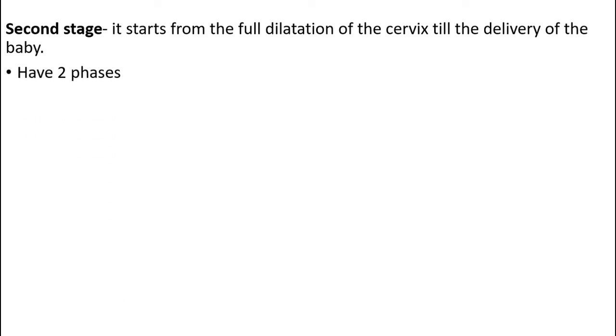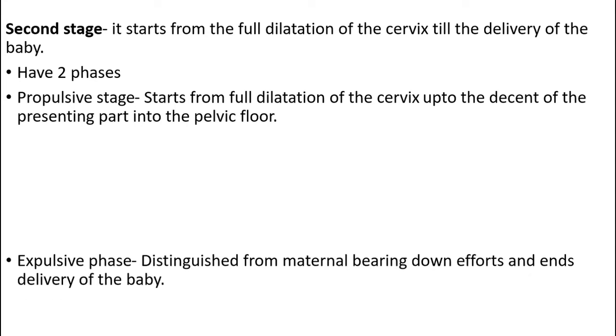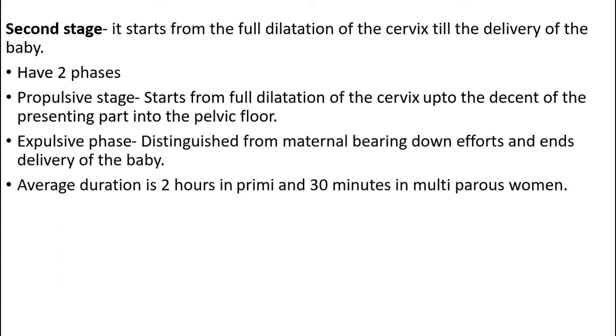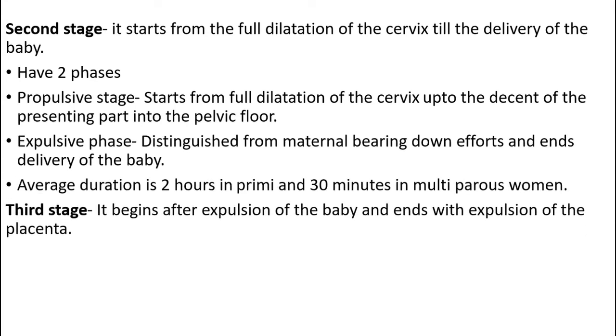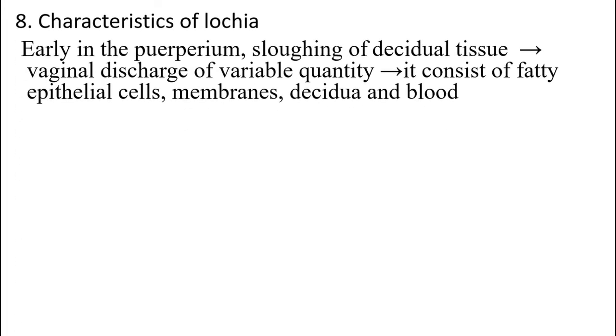Second stage starts from full dilatation of the cervix to the delivery of the baby. 2 phases: propulsive stage starts from the full dilatation, and expulsive stage, and the average duration is 2 hours. Third stage begins after the expulsion till the delivery of the placenta. Average duration is 15 minutes both in primary and multi.